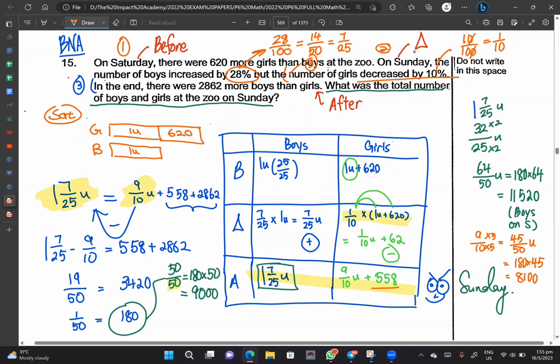But don't forget, you need to add the 558. So we are going to do 8,100 plus 558. That gives me 8,658. Since they want us to find the total number, we can write over here the total has to be, let's take it from the boys. I'm going to highlight the boys right now in green. So boys is over here, and of course girls, the total has to be the one that I've just highlighted. So it will be 11520 plus 8,658. And we get our beautiful answer of 20,178, and therefore this is my answer for this question.